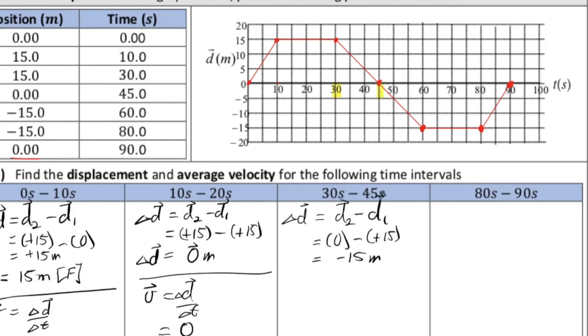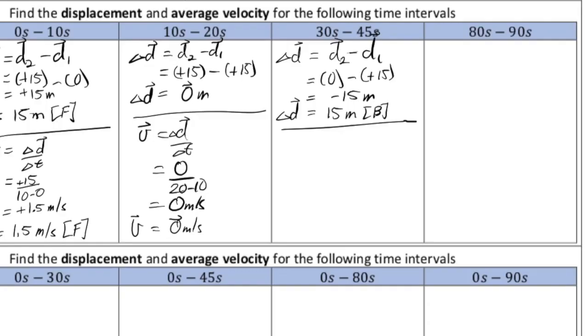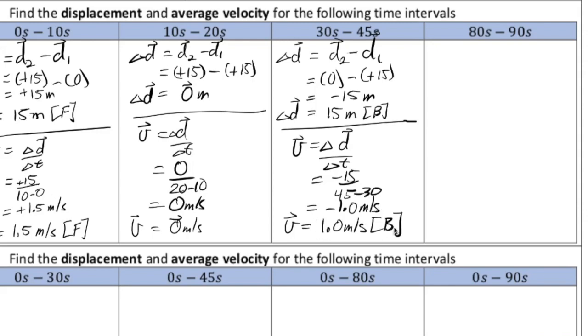Between 0 now and 45. So our displacement in this section is 0 minus positive 15, because at the end of the segment, we're at 0, and at the beginning of the segment, we're at positive 15. So our displacement is negative, which means we've moved backwards. Calculating the velocity, negative 15 divided by 15, which gives us 1 meter per second backwards.